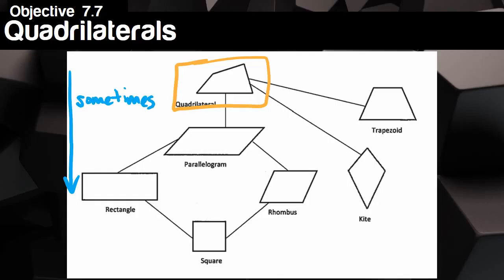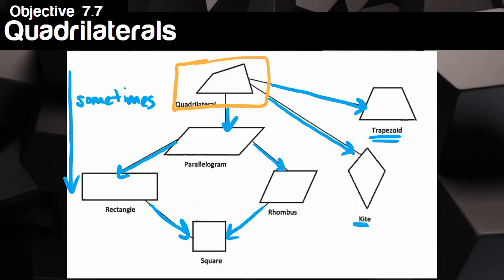sometimes. And so I can say that my quadrilateral is sometimes a trapezoid. It is sometimes a kite. And a quadrilateral is sometimes a parallelogram. And then inside the parallelogram, it kind of branches off a little bit. So anytime that we can follow the arrows down, it's going to be sometimes.